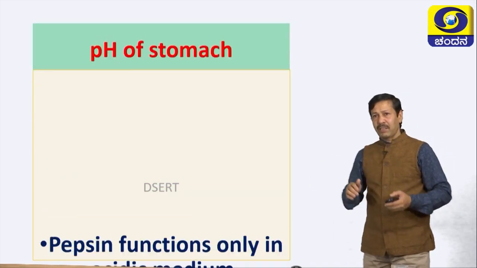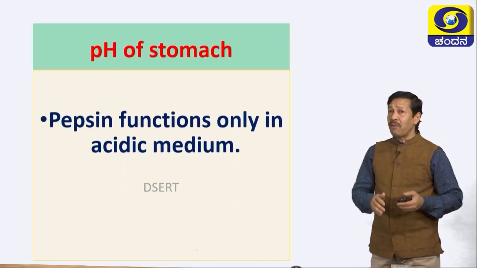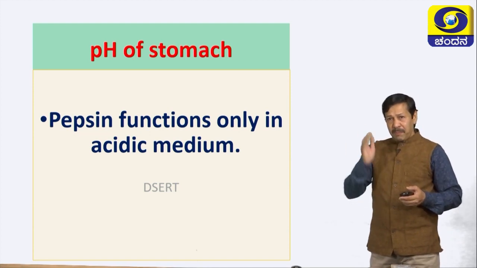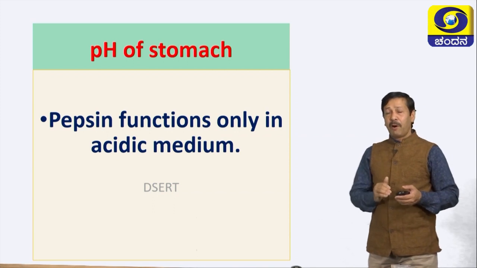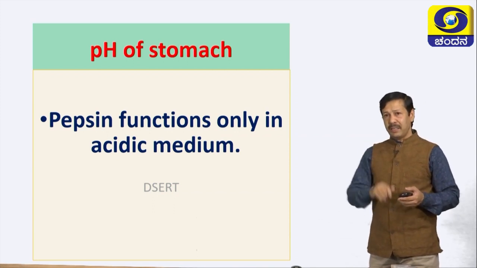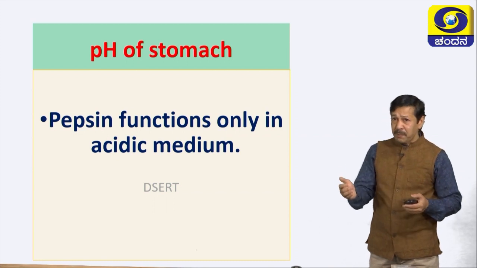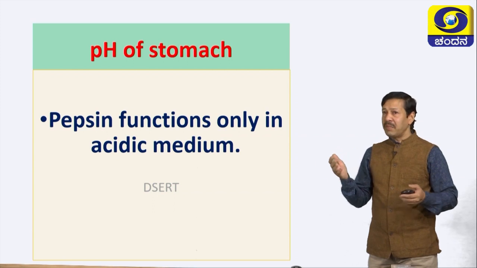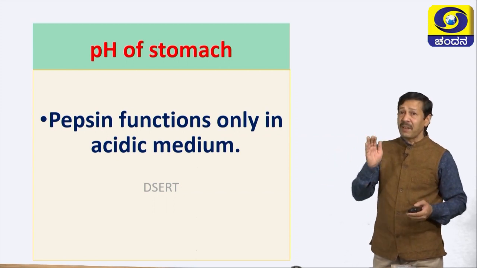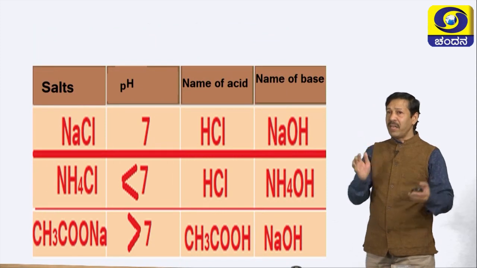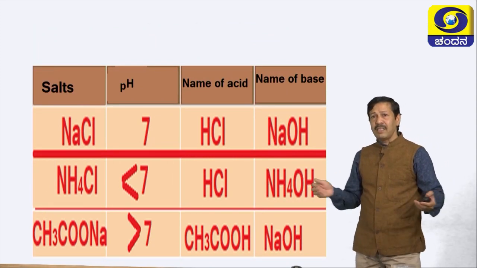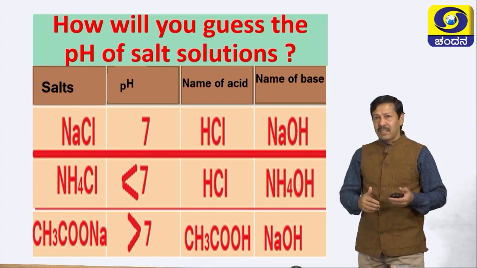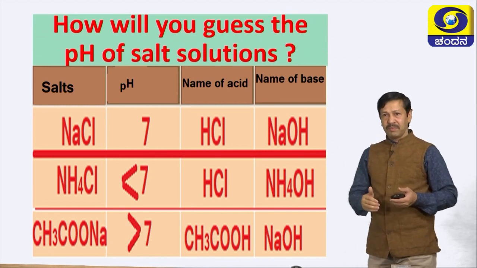Now, pH of the stomach. In the stomach we have a very powerful acid, that is HCl. The pepsin enzyme performs only in acidic medium. Pepsinogen generates pepsin when the pH is lower. If pH increases, the function of pepsin is affected. That is why it is very important. Now, here is a list of salts. How will you guess the pH of these salt solutions? Is it possible?